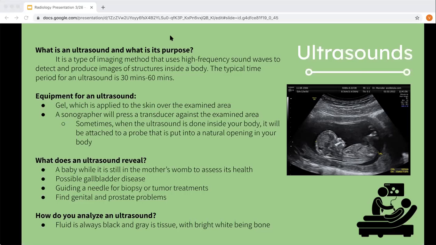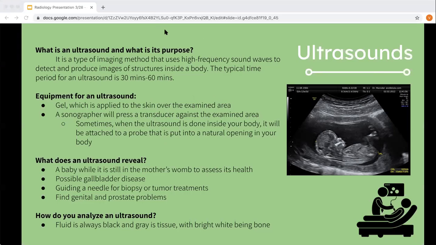The equipment needed is usually a type of water-based gel that is spread over the skin on the area that you are examining. Then, a sonographer will press a transducer, a small and handheld device, against the area being examined, and usually moves it a few times to produce the images. The transducer will produce sound waves that go into your body and will collect other sound waves from within your body that bounce back.